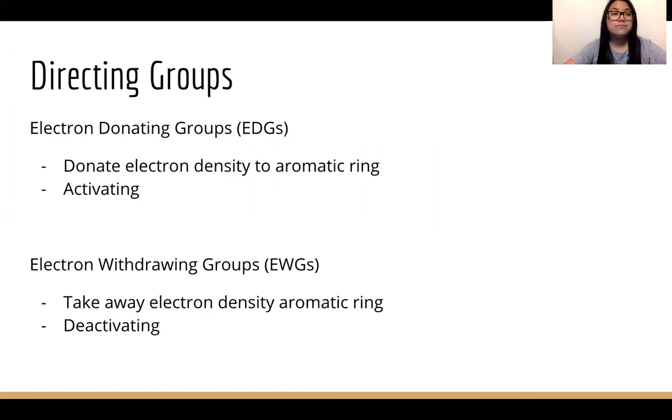So when doing these electrophilic aromatic substitution reactions, we also have to take into account directing groups. So what are directing groups? Directing groups are substituents that are already on the aromatic ring that can affect where the substitution occurs. It's going to affect what type of product is formed. So we have two types, which are electron donating groups, known as EDGs, which donate electron density to the aromatic ring and are activating. And we have electron withdrawing groups, also known as EWGs, which take away electron density from the aromatic ring, so therefore they're deactivating.